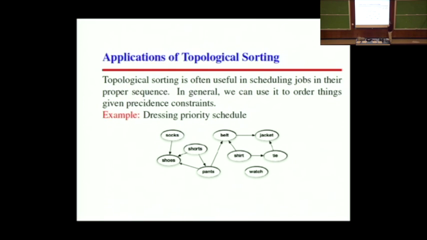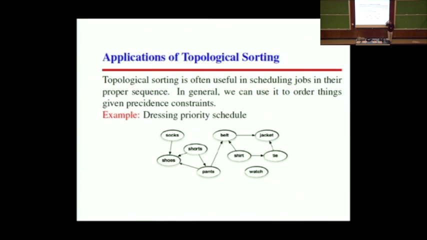What are the ordering constraints? You'd better put on your undershorts before you put on your shoes and before you put on your pants. Your socks have to be on before your shoes. Okay, according to this, your shirt has to be on before you fasten your belt. Does everybody see that? The watch can go on anytime. Does everybody get that idea?